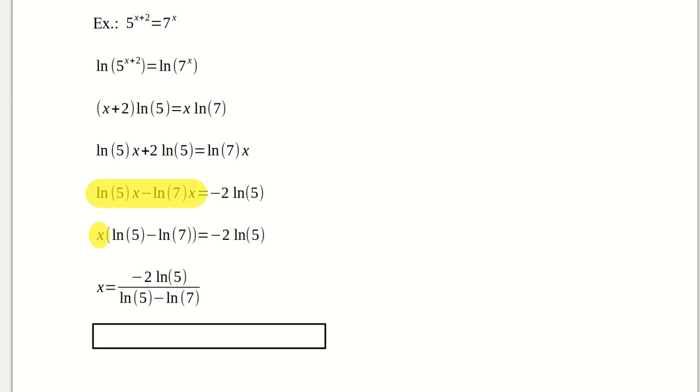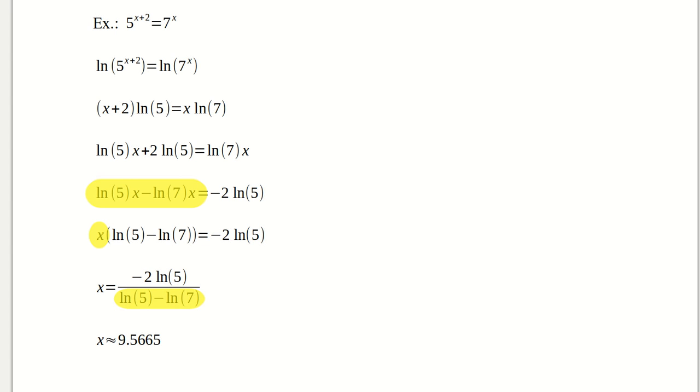Another reminder, I've said it each time, but if you put this in your calculator without parentheses, it's not going to know that the natural log of 7 is downstairs. So parentheses are really important when you're putting this into your calculator. And out pops the approximate answer, 9.5665.